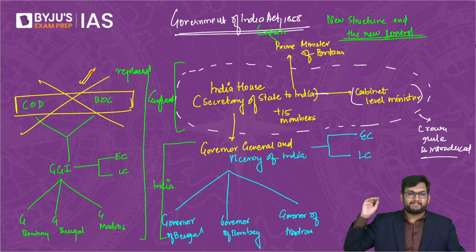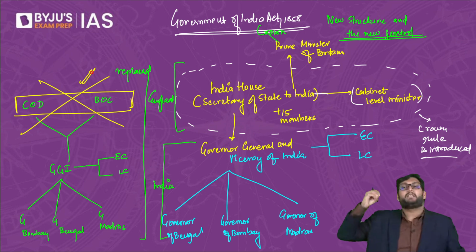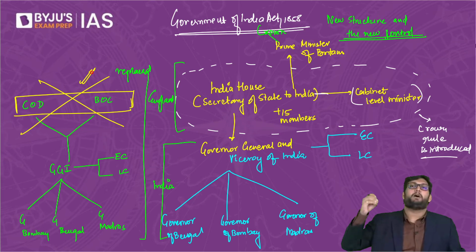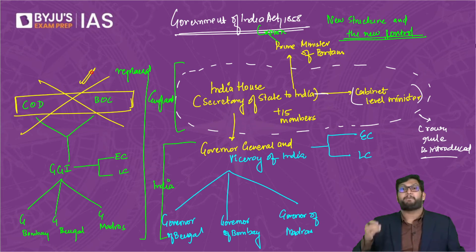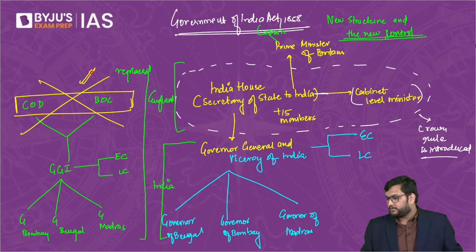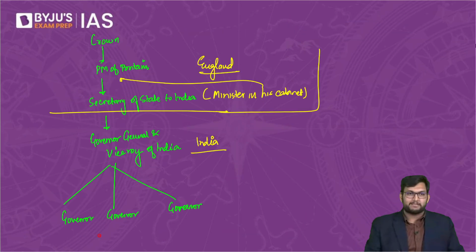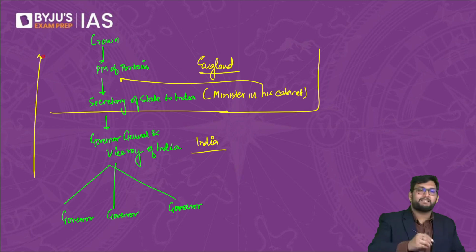Basically, the Governor General of India, now Viceroy because he represents the Crown in India, is now answerable to a minister. Like you have the home minister, the finance minister, he is a minister in the cabinet of the Prime Minister of Britain, and therefore ultimately he is answerable to the Parliament, and the Parliament is in a way under the Crown. So, simple point, it's not indirect control. There is a direct answerability in this chain.